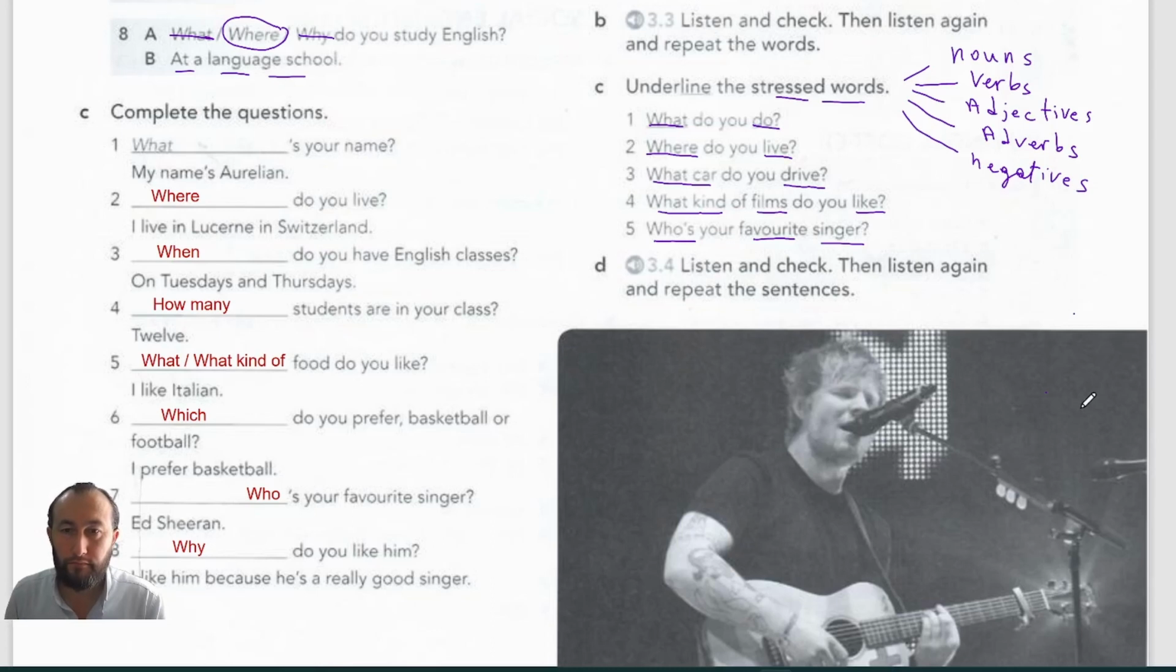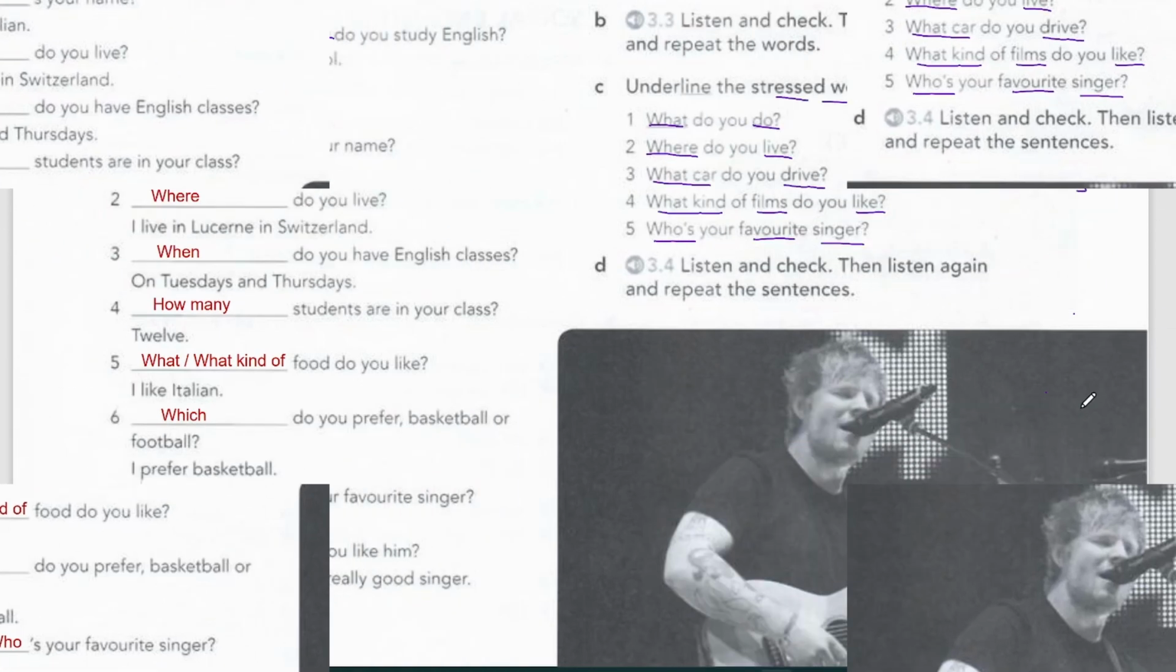3C. Pronunciation. D. 1. What do you do? 2. Where do you live? 3. What car do you drive? 4. What kind of films do you like? 5. Who's your favorite singer?